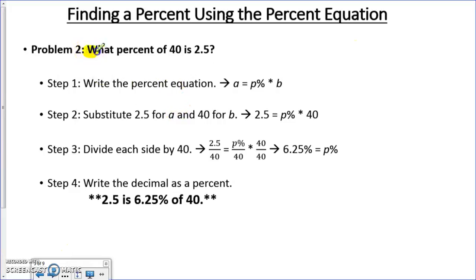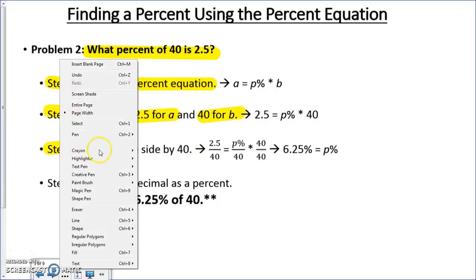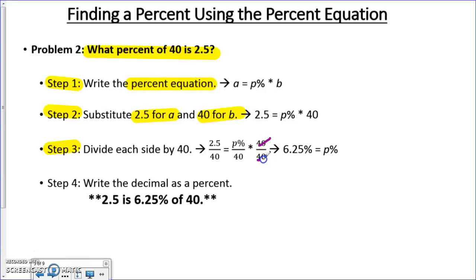Problem 2. What percent of 40 is 2.5? So step 1 is to write the percent equation. A equals P% times B. Step 2, remember A is the smaller number, so A is 2.5, B is the larger number, B is 40, substitute those values in. Step 3, you're going to divide each side by 40. So this cancels, actually you're going to divide everything by 40.